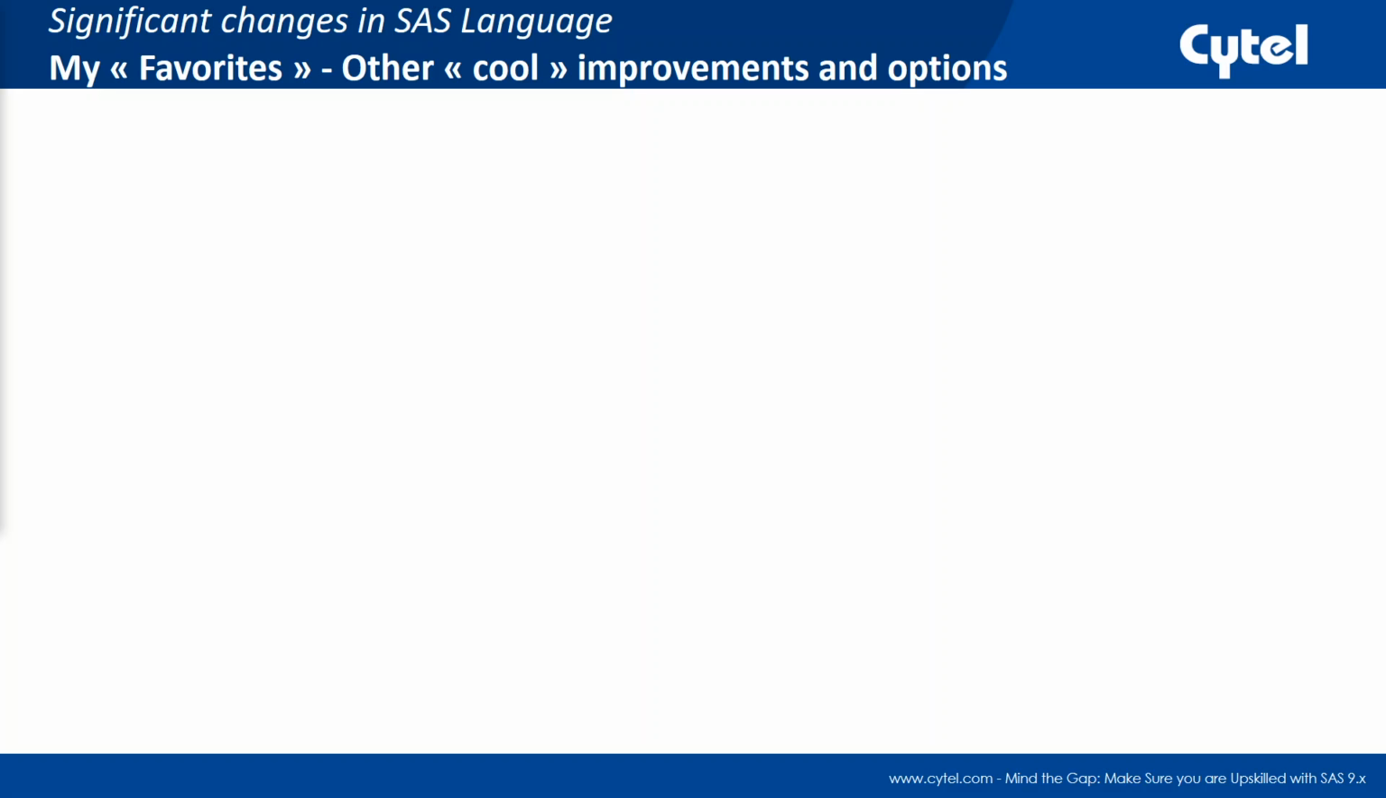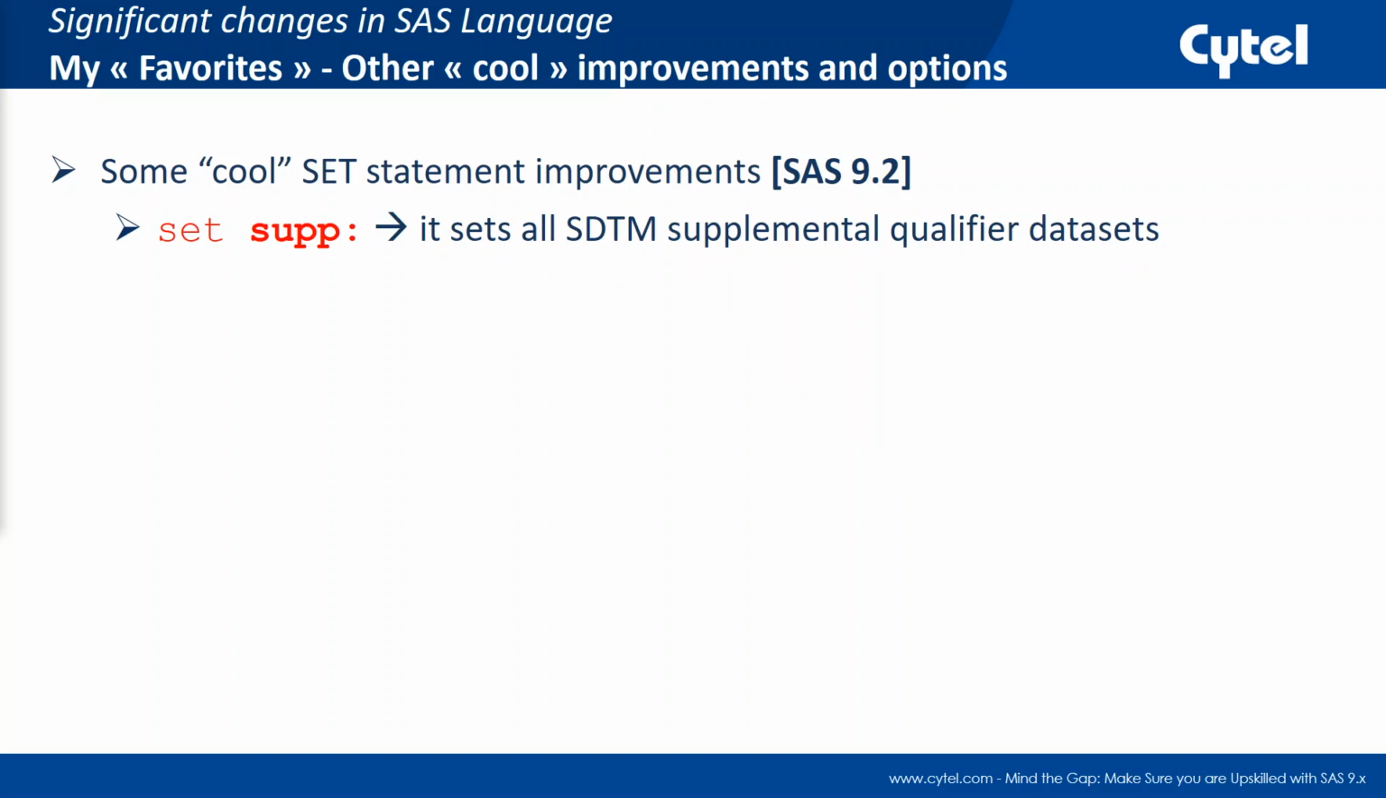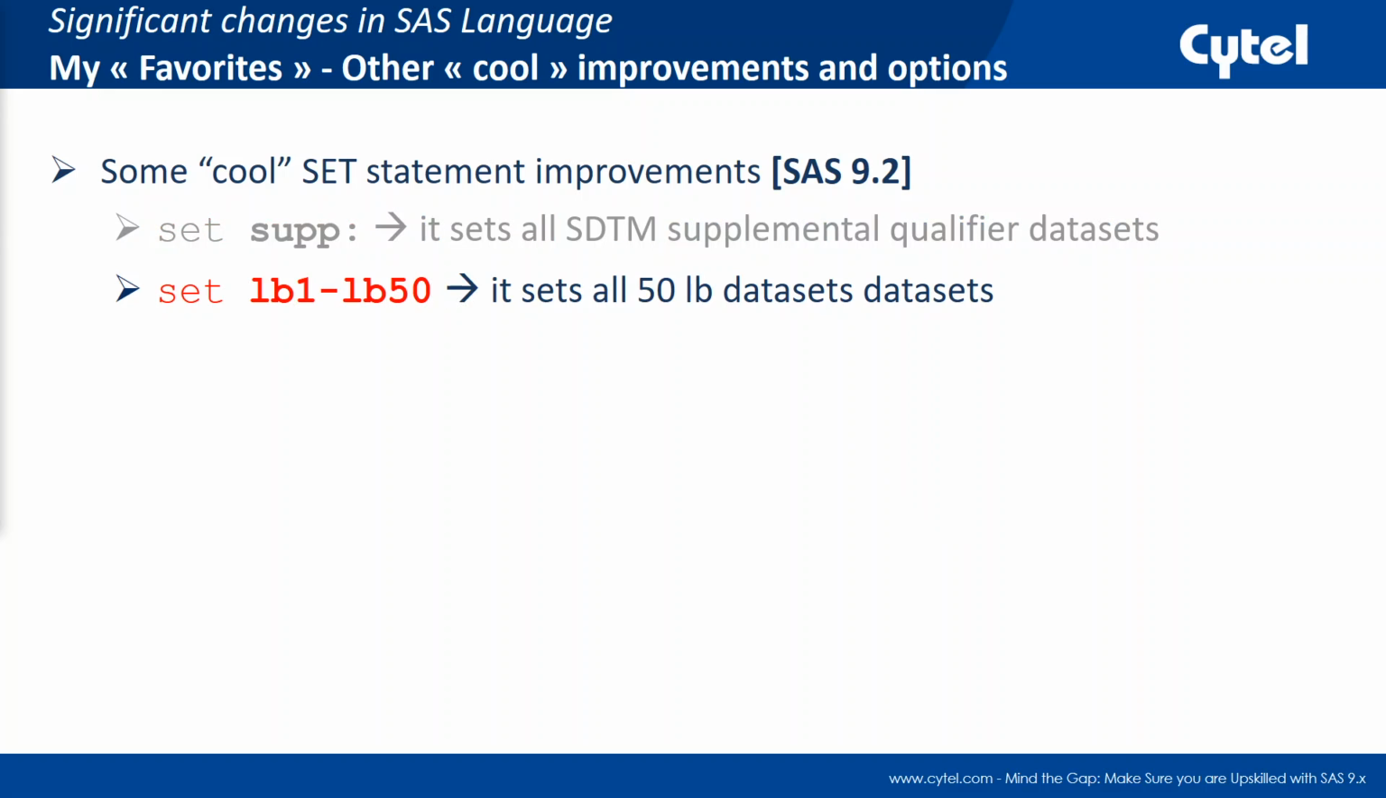Among the new syntax features added in SAS 9, I like a number of, let me call them, shortcuts added, for example, for the set command in SAS 9.2. Like the use of the colon as a wildcard to set all datasets starting with the same prefix, as in this example, where I set in one shot all supplemental SDTM qualifier datasets, or a range of datasets.